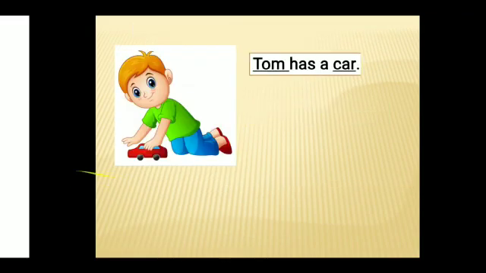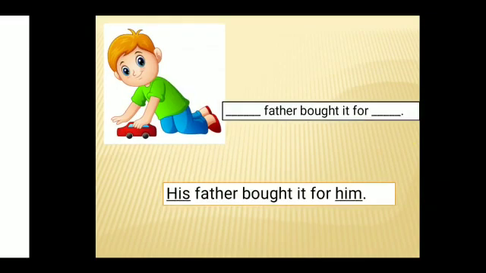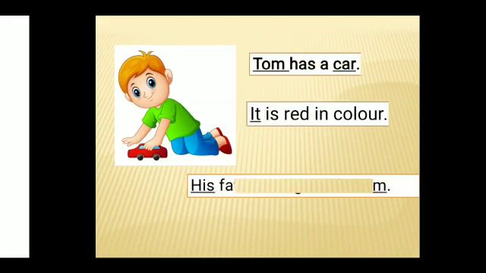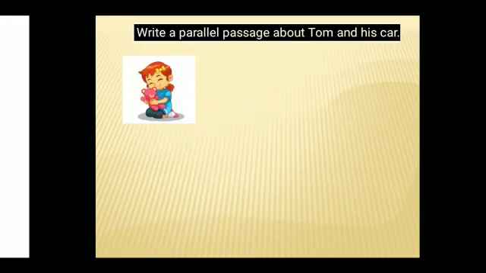Now, the first sentence is Tom has a car, and then what? It is red in color, and then his father bought it for him. Okay, three sentences. So there, Anita has a doll. Here, Tom has a car. It is pink in color. It is red in color. Next, her father bought it for her. His father bought it for him. So this is what parallel means.